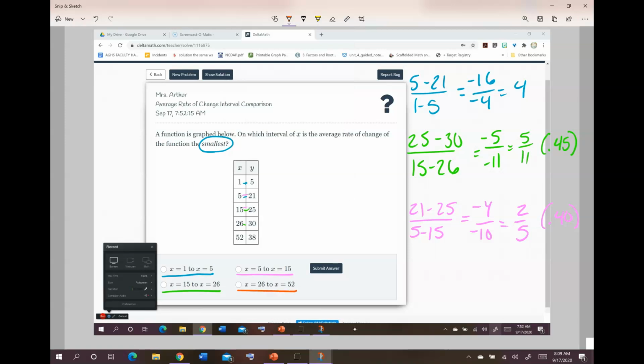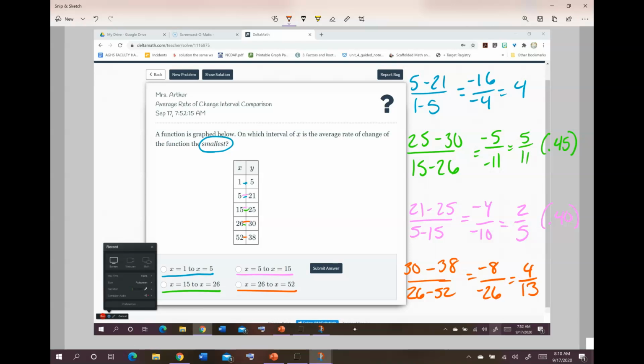Last one, let's make it an orange. So 26 to 52. So 26 minus 52. 26's pair is 30. 52's pair is 38. So 30 minus 38 is going to be negative 8. 26 minus 52 is negative 26. 8 divided by 26 reduces down to 4 over 13.